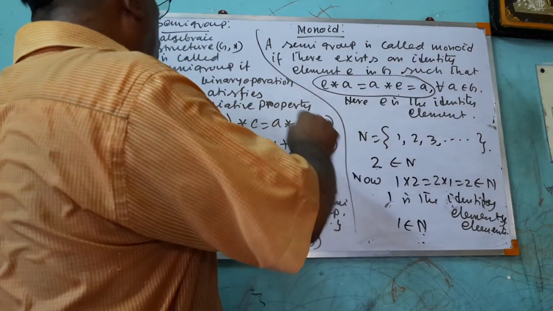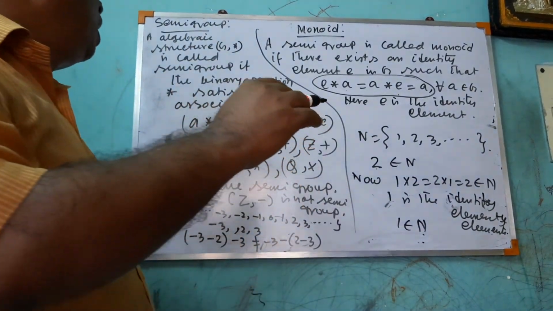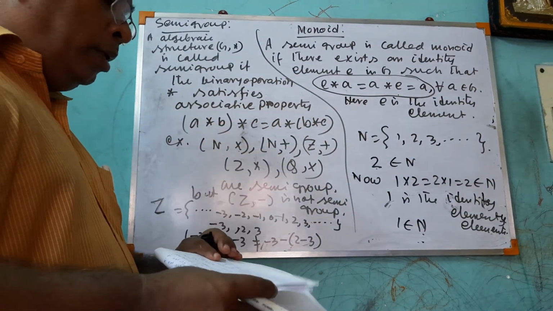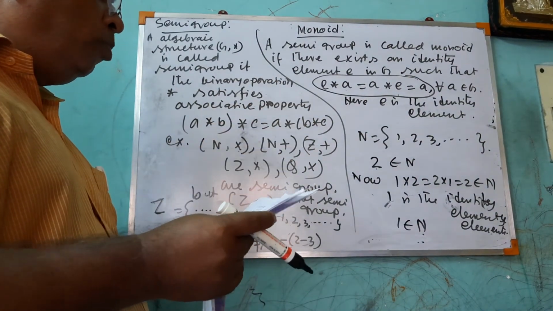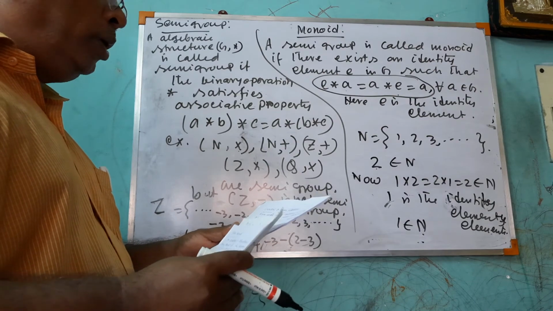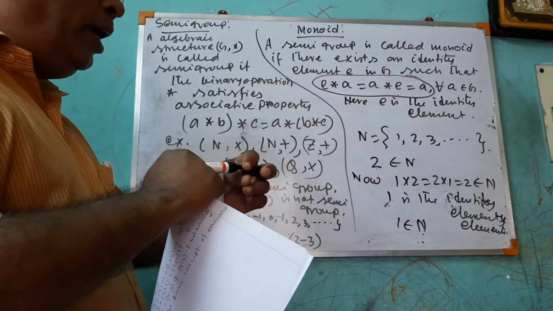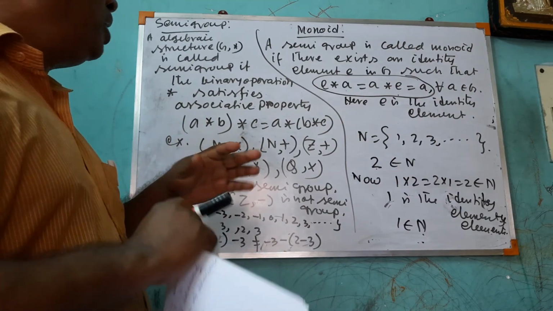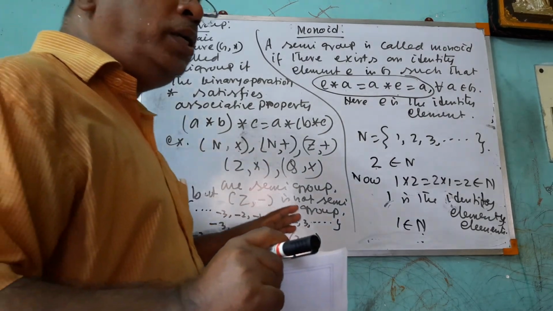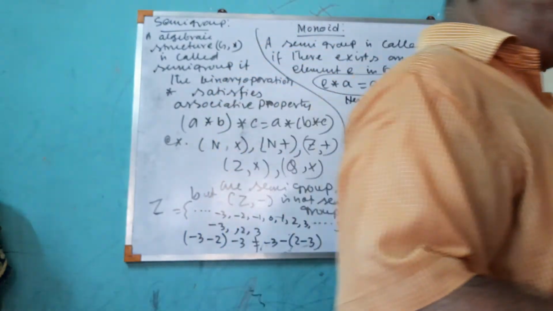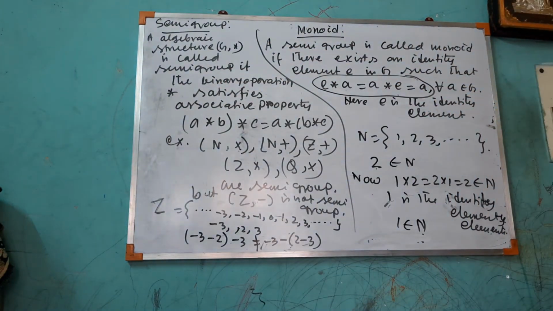So I think you understood very nicely semigroup, monoid, and what is groupoid. These three things you understand very clearly. You understood very clearly what is semigroup, what is monoid, and what is groupoid. This is in your syllabus. This is very, very important. Students, you have to learn very nicely with examples.